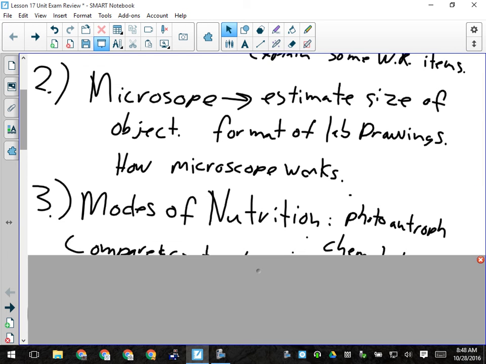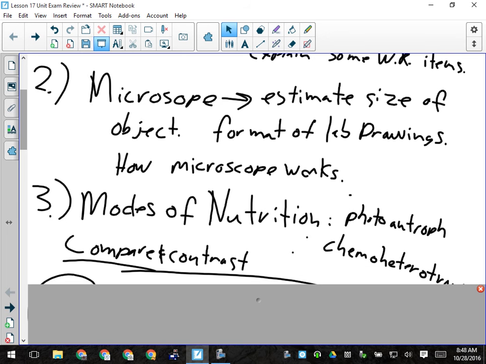Okay, third thing we went over, modes of nutrition. You definitely need to know the terms photoautotroph and chemoheterotroph. You need to know what impact that's going to have on the structure of cells. If you're a chemoheterotroph, what are your cells going to look like? Are there special organelles they're going to have? Same with photoautotroph.